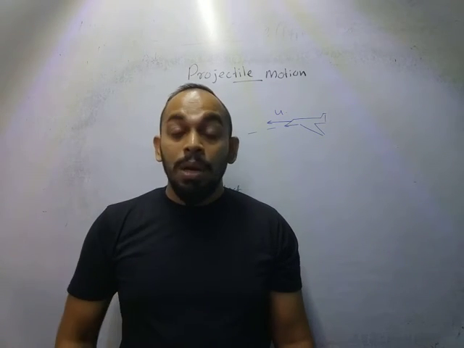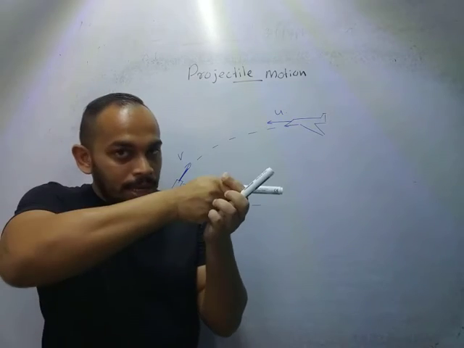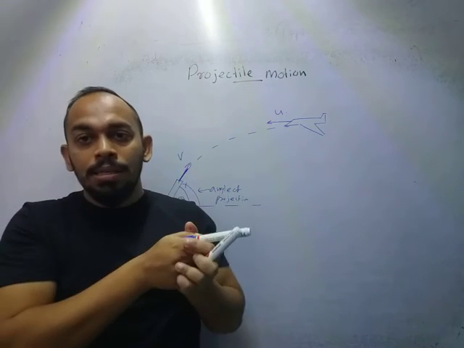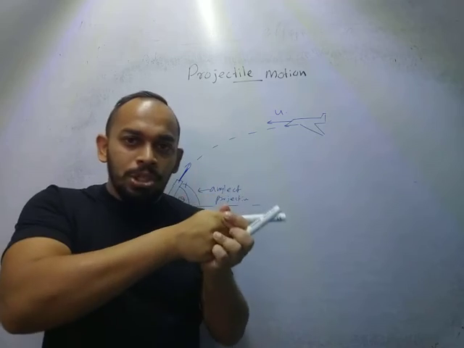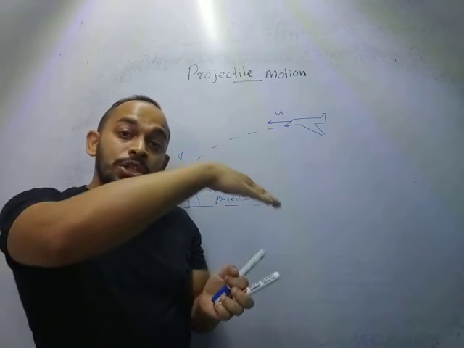We can't change that, but we can change the orientation. I can shoot like this, or I can shoot upward like this at an inclination. By changing this orientation, we can change the projectile.